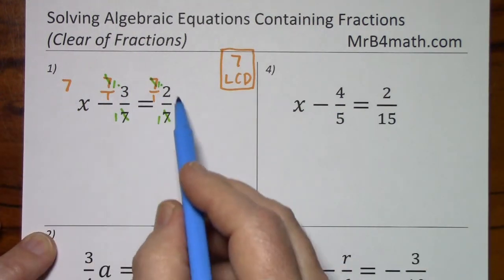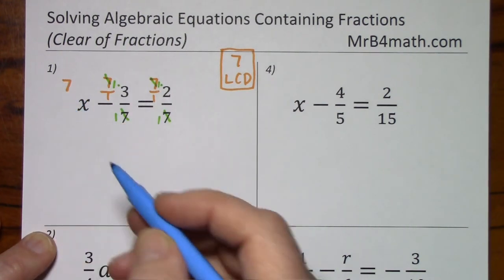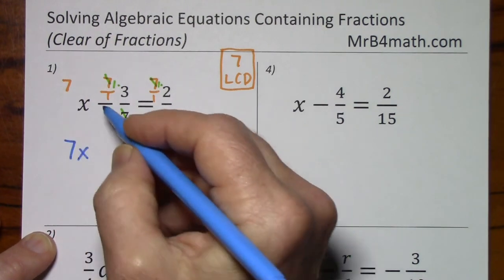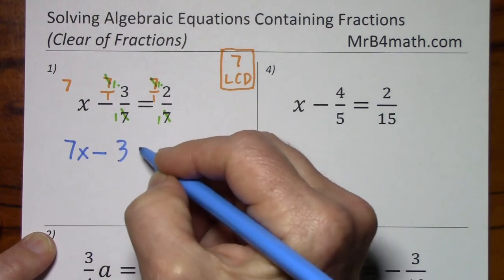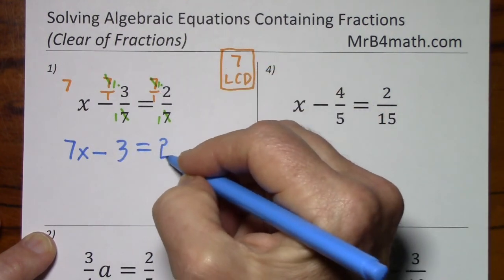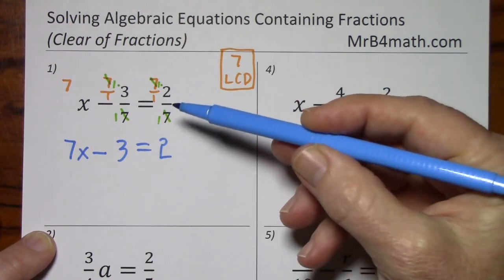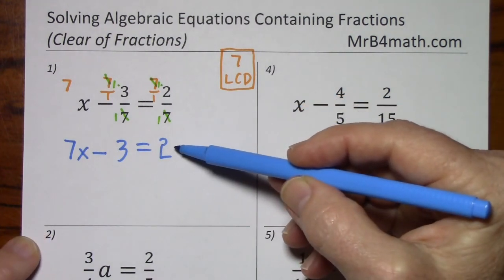So of course this is confusing to look at. We'll rewrite it. 7 times x, we couldn't reduce anything here. Simply 7x. This will be negative 1 times 3. Bring down your equals. And 1 times 2. So this equation is essentially the same as this equation, but now we don't have any fractions.